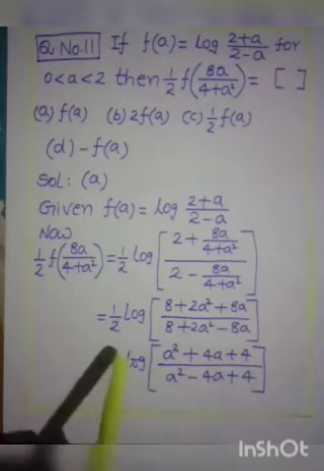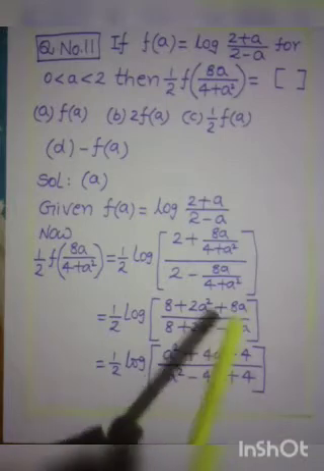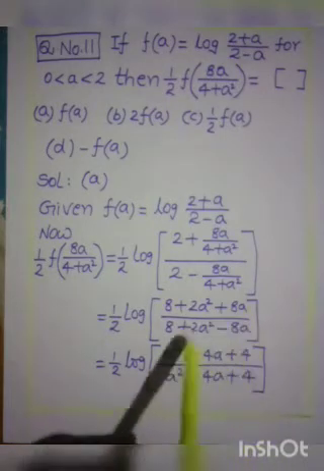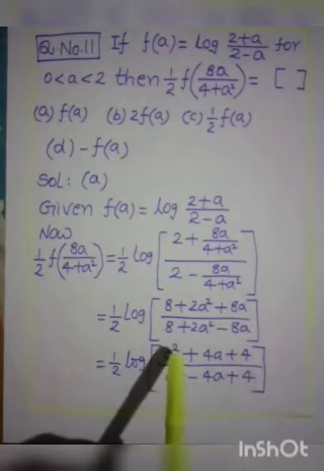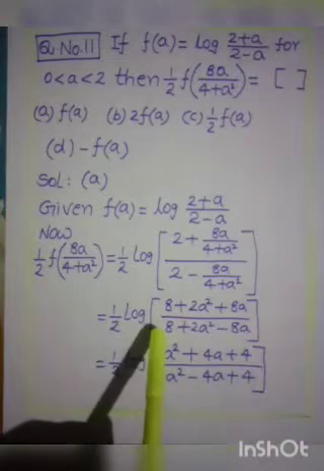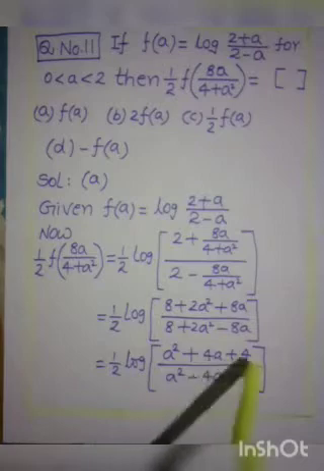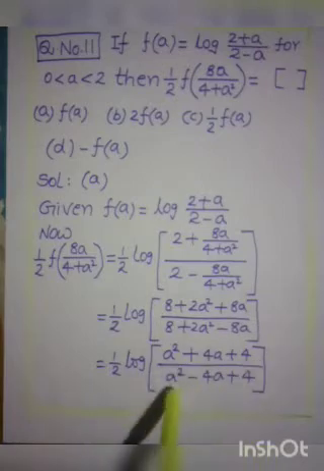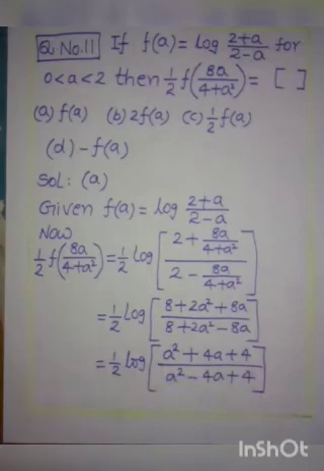That is equal to 1 by 2 log of, simplifying the factors, by taking 2 common in the numerator as well as in the denominator and simplifying, we get a square plus 4a plus 4 divided by a square minus 4a plus 4. Understood this step, my dear children?